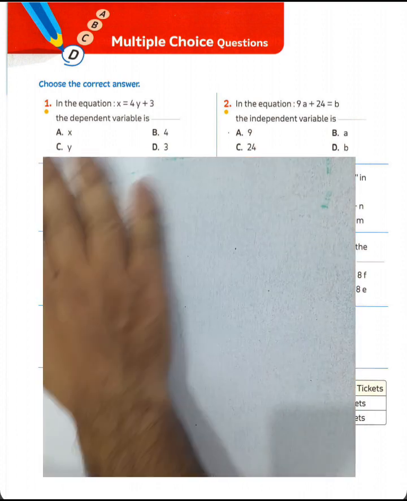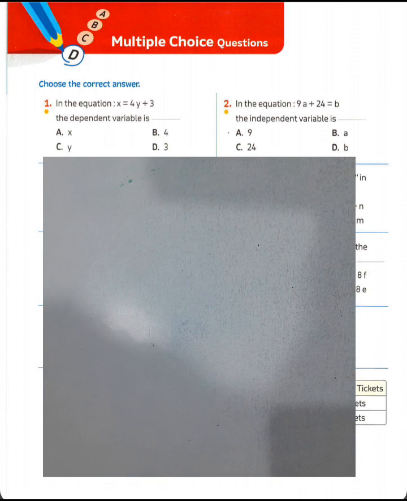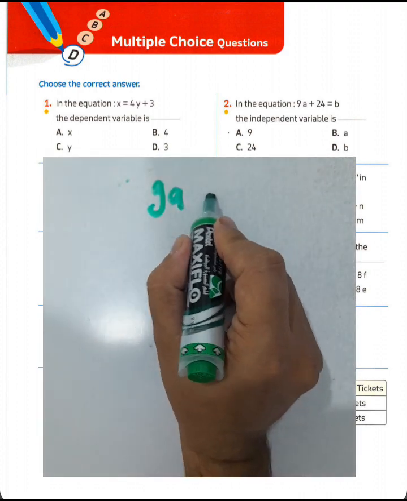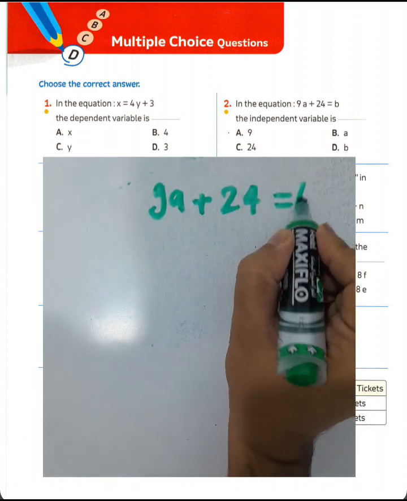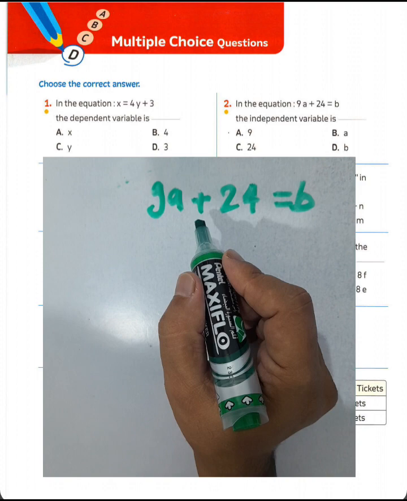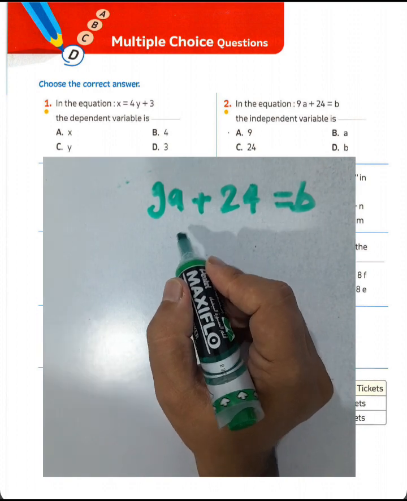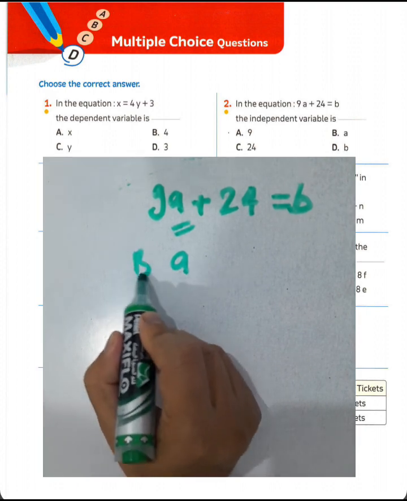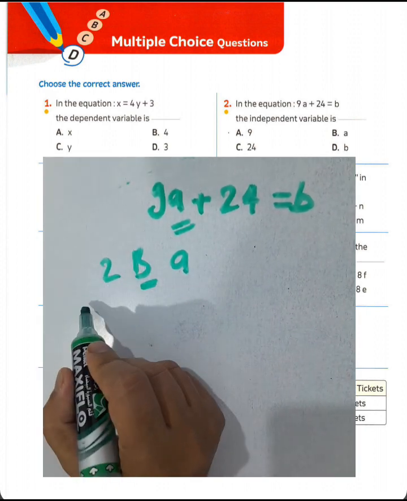Look at question number 2. In the equation 9a plus 24 equals p, the independent variable here, we called it what? A. A is the independent variable. Choose letter B about question number 2.